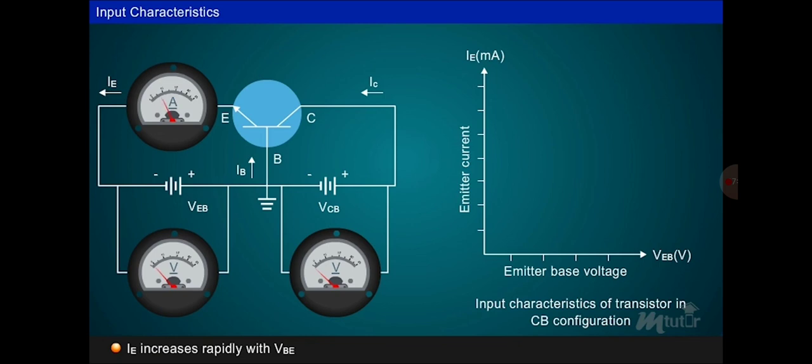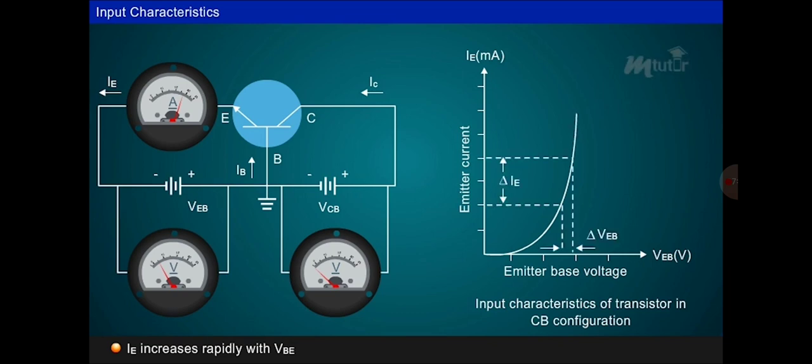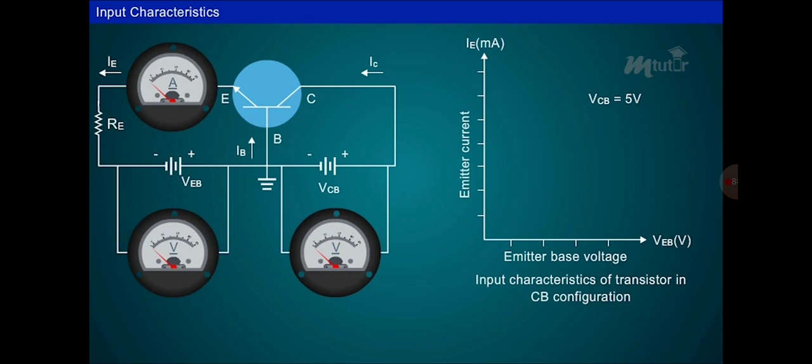After the cut-in voltage, the emitter current IE increases rapidly with small increase in emitter base voltage VEB. Now, let us plot the input characteristics for VCB equal to 5 volts.